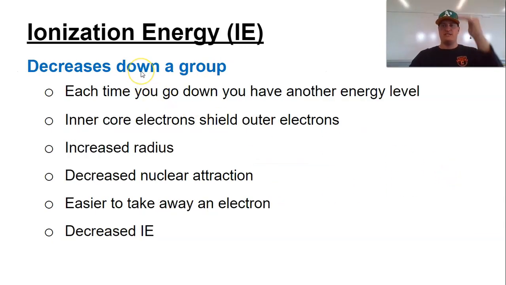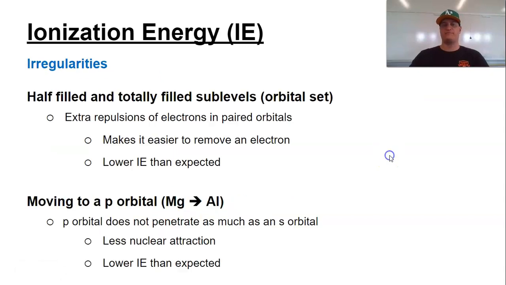Now this decreases down a group. Each time you go, you got another energy level, means that you have more core electron shielding. Further away, this has a decreased nuclear attraction, easier to take away 1 electron, therefore a decreased ionization energy.